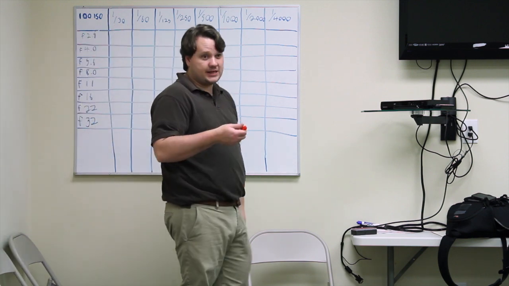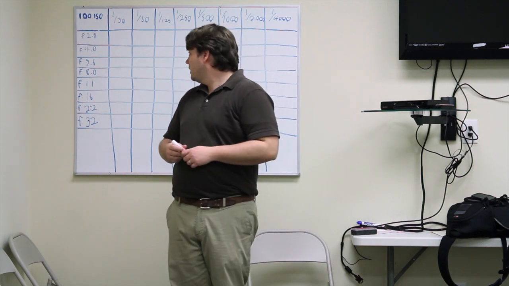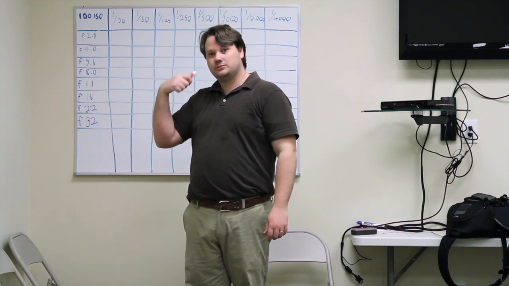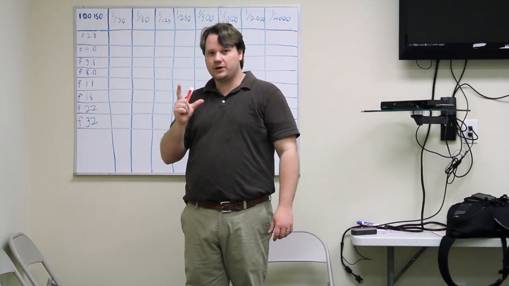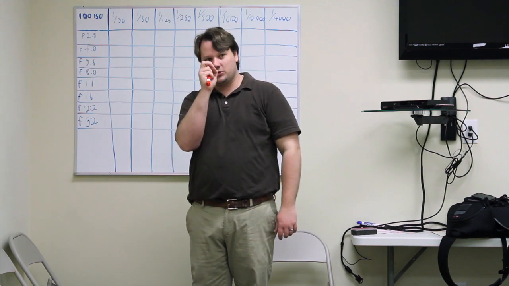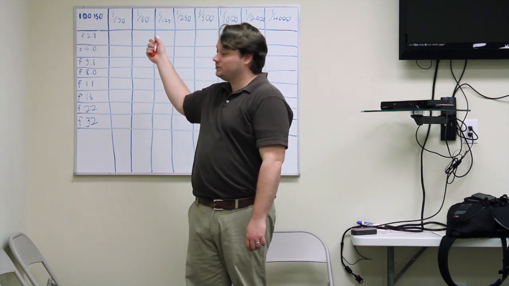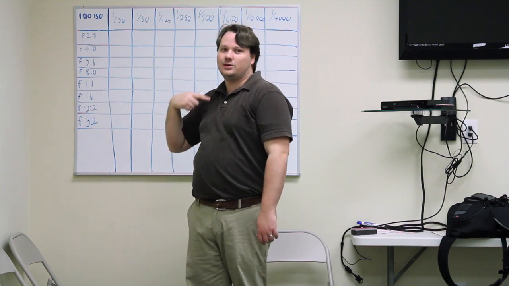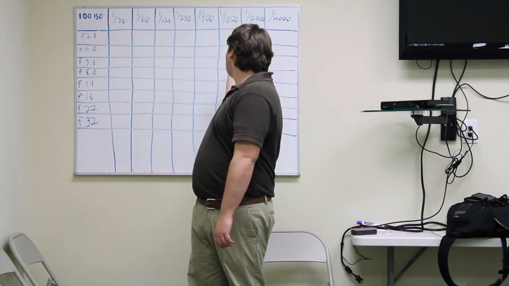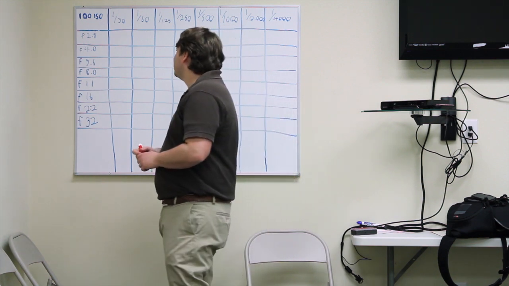And remember, our shutter speed is how long the shutter's open. Apertures, how big the opening is. The lower the number with the aperture, the wider the opening. The higher the number, the smaller the opening, the less light in. Shutter speed, the lower the number, like 1/30, the longer the shutter's open. The higher number, 1/4000, the shorter the shutter's open.